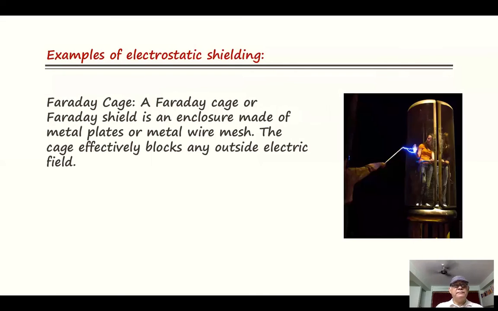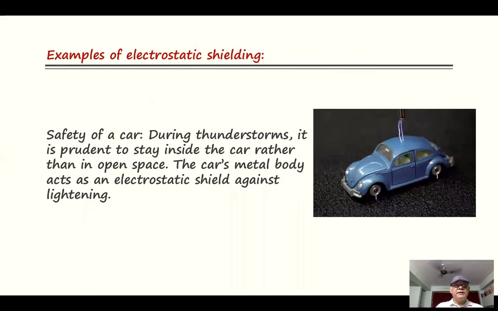Next example, Faraday cage. A Faraday cage or Faraday shield is an enclosure made of metal plates or metal wire mesh. The cage effectively blocks any outside electric field. Next example, safety of a car. During thunderstorms, it is prudent to stay inside the car rather than in open space. The car's metal body acts as an electrostatic shield against lightning.